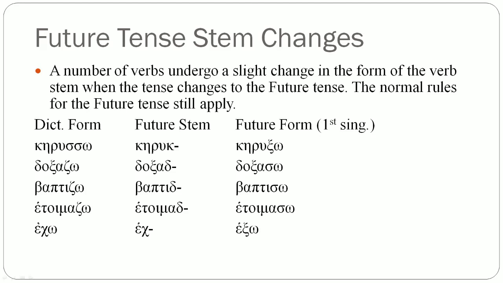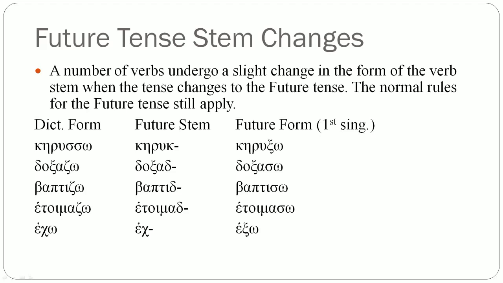Future tense stem changes. Stem changes are the bane of many Greek students' existences. Verbs will have stem changes, and some of the stem changes can be pretty profound, especially in other tenses. But when we're dealing with the present tense, I can't really think of any present tense verb that undergoes stem changes, with the exception of your to be verb, which is what we'll be covering right after this. The very next slide, I think, is the to be verb. But in the present tense, you're pretty much going to have standard stems.